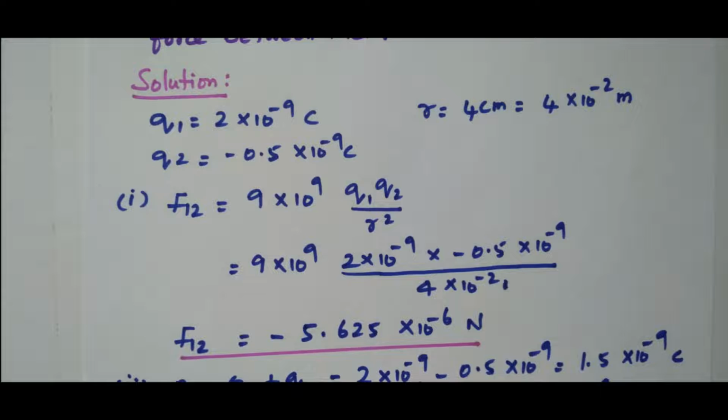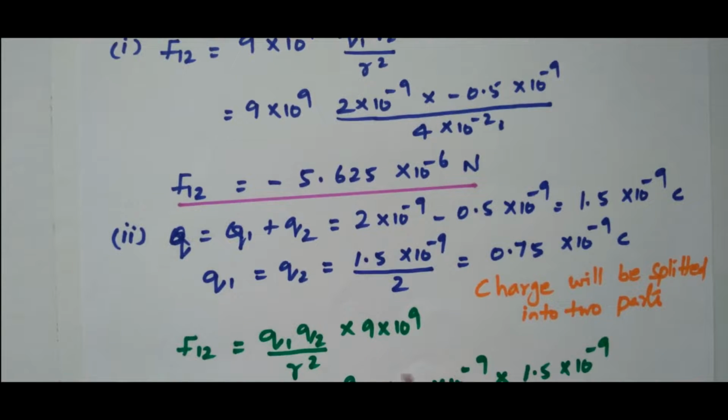Now the charges are brought into contact. Both are added together: Q equal to Q1 plus Q2. We added both the charges, so 2 into 10 to the power minus 9 minus 0.5 into 10 to the power minus 9. So what is the value? 2 here, that minus 0.5 there.